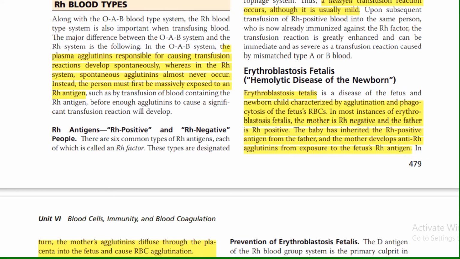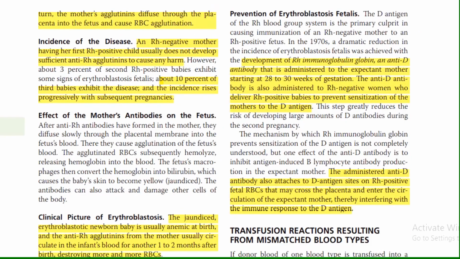Erythroblastosis fetalis. Hemolytic disease of the newborn is known as erythroblastosis fetalis. This is a disease of the fetus and newborn child characterized by agglutination and phagocytosis of the fetus's RBCs. In most instances of erythroblastosis fetalis, the mother is Rh negative and the father is Rh positive. The baby has inherited the Rh positive antigen from the father, and the mother develops anti-Rh agglutinins from exposure to the fetus's Rh antigen. In turn, the mother's agglutinins diffuse through the placenta into the fetus, and this will cause RBC agglutination.